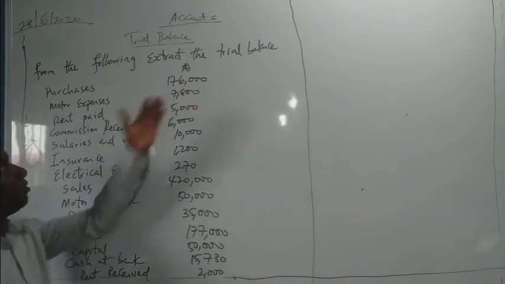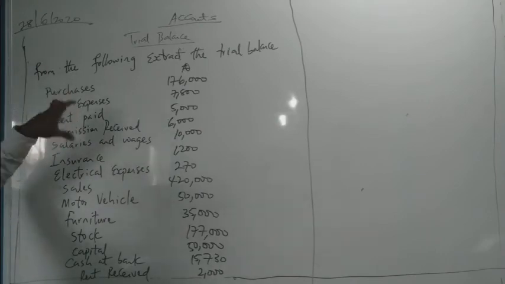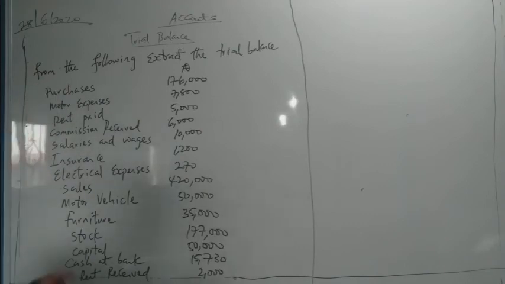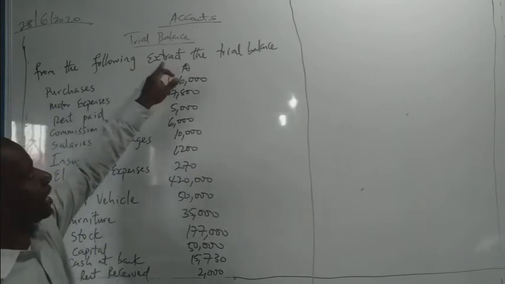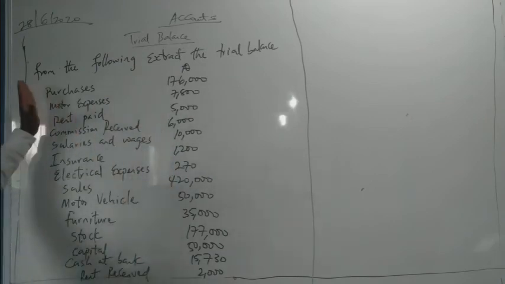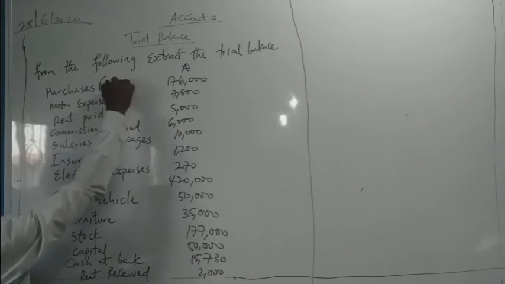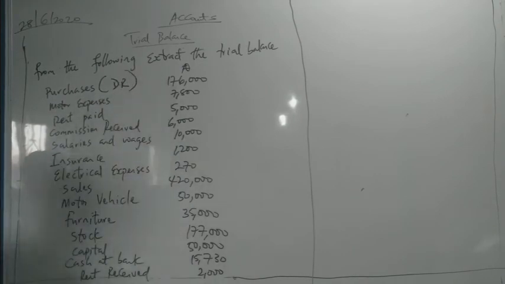Okay, now look at this extract. We'll now know which one will be debited or has a debit balance, and which one will be credited and has a credit balance. From the following, extract the trial balance. Now, these are all the list of balances of each of these accounts. Let's start with the first one. Purchases. This is an expense. It will be on the debit side of a trial balance. Motor expenses. Remember, we said all expenses have debit balance. So this is also on the debit side.